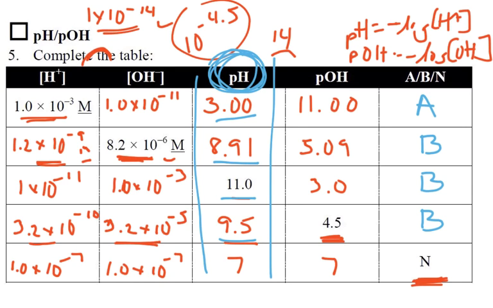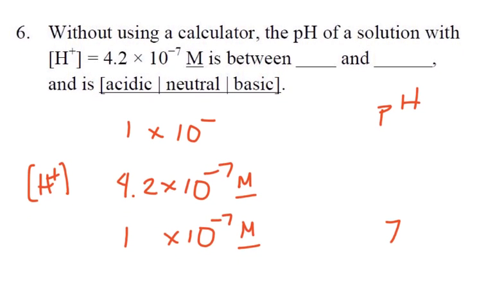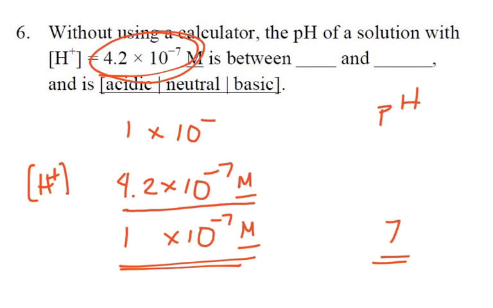Now, down below this question, there was one more question, and that was, without using a calculator, and this is a good skill, you should be able to look at a number like this and say, if that's my H plus, what's my pH? There are some numbers that you can do in your head. So, we can do 1 times 10 to the minus 7. We know the pH is 7. That's easy. So 4.2 times 10 to the negative 7, just lower than that would be 1 times 10 to the negative 7. That makes sense.